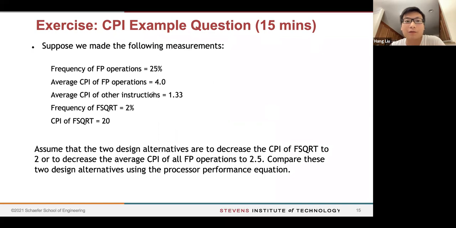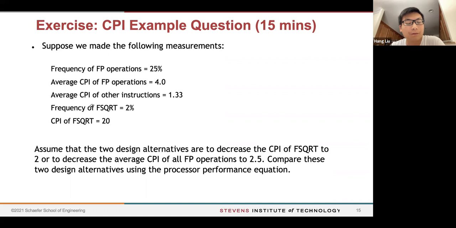I think this is also a very important question, CPI. So I would also ask you guys to take 15 to 20 minutes to solve this problem. Suppose we made the following measurements. The frequency of floating point operations is 25%. The average CPI of floating point is 4.0. And the average CPI of the other instructions is 1.33.